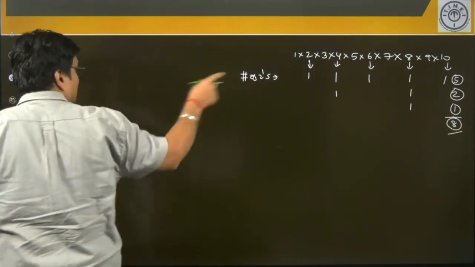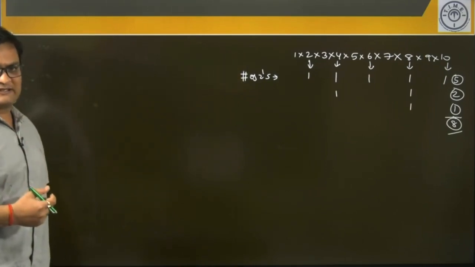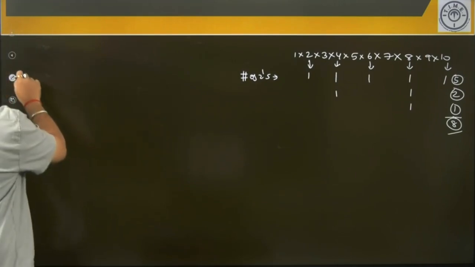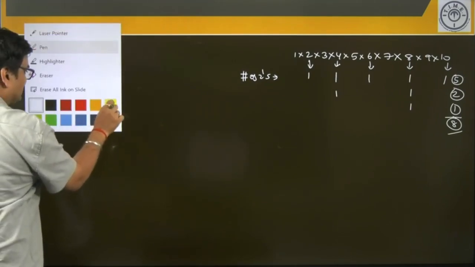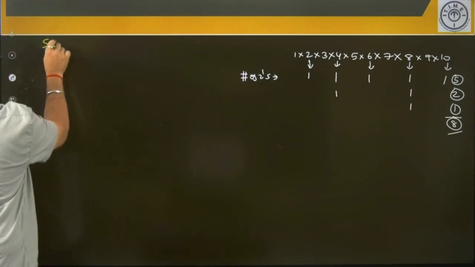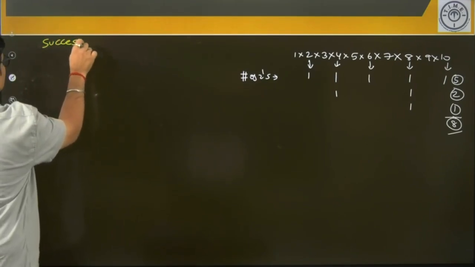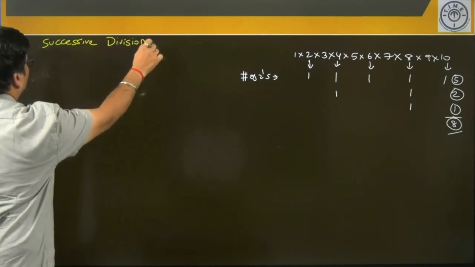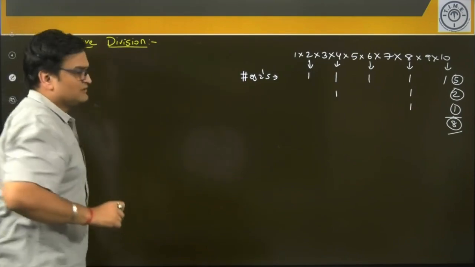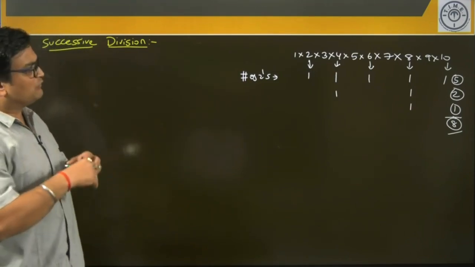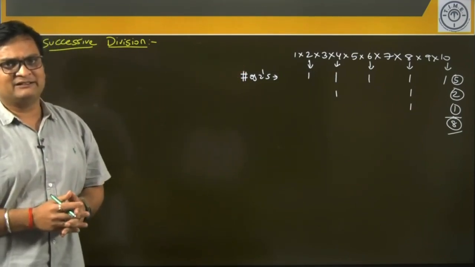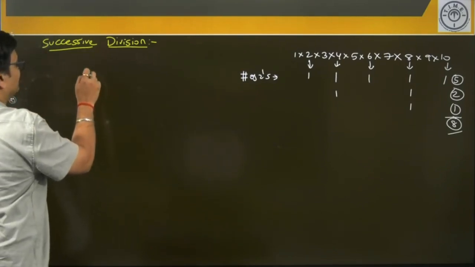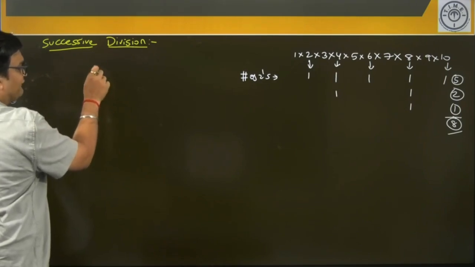So if we follow this process of finding out the number of 2's manually, we can actually come down to the following concept. Observe this concept once. The concept is of successive division. So what do you mean by successive division, and how is it helpful in this concept of IGP? Let's try to understand.